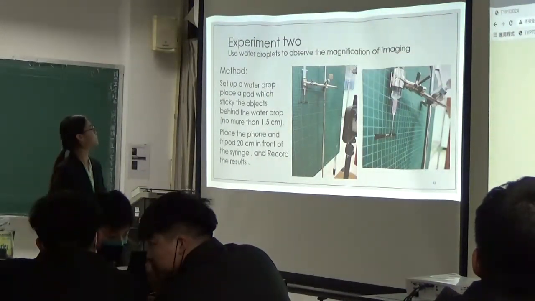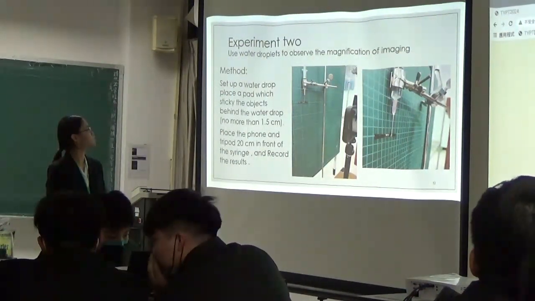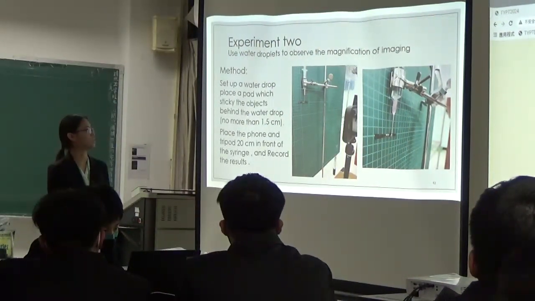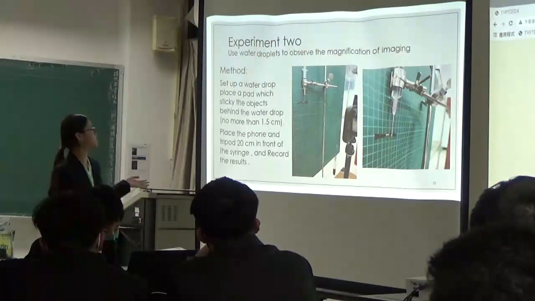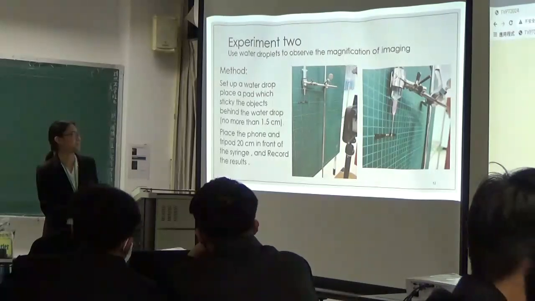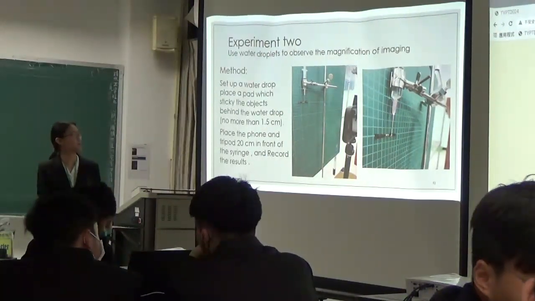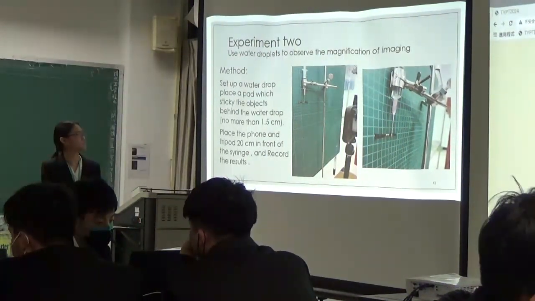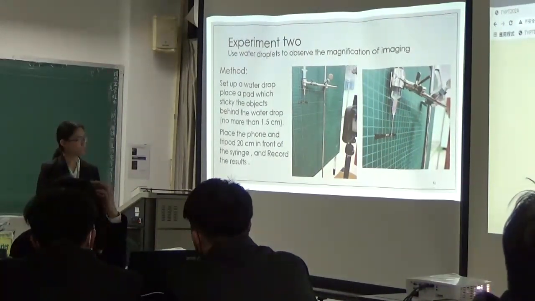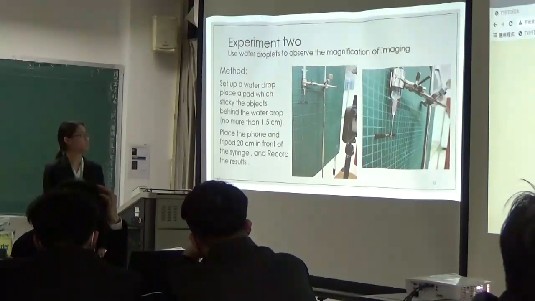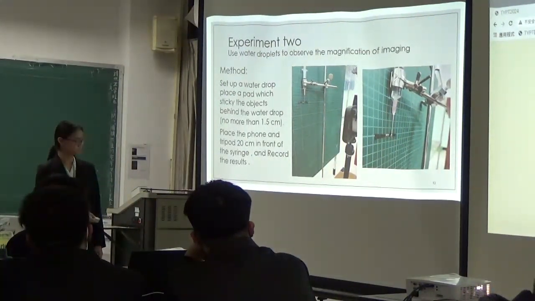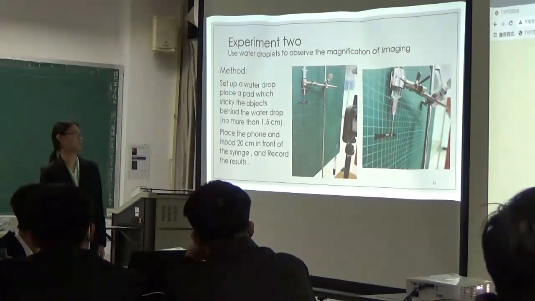And this is experiment 2. I use the water droplet to observe the magnification of images. This is the method. I first set up the water drop and place a pad with the object behind the water drop. And then place the phone and tripod 20 centimeters in front of the side and record the result.